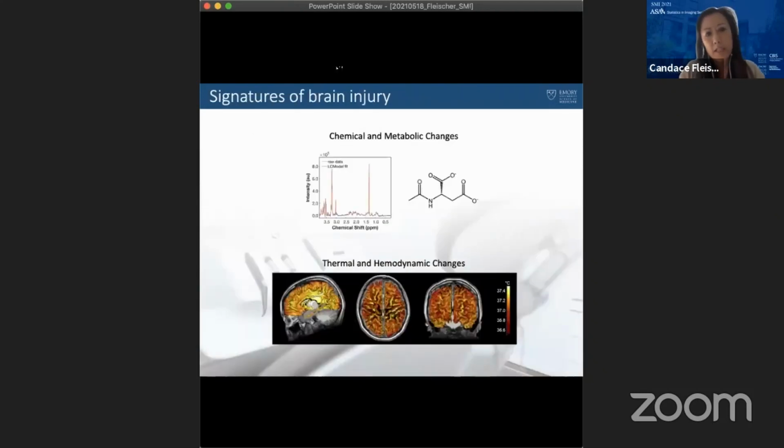What I'll focus on today is just to give you a snapshot of how we can do this with the case study of brain injury. It's well known that brain injury causes structural and connectivity changes. Of course, we know about those, but we also see that the brain can undergo chemical changes, largely due to metabolism, and temperature changes, largely due to alterations in hemodynamics. So I want to talk a little bit about how we can use this technique to explore both of these.